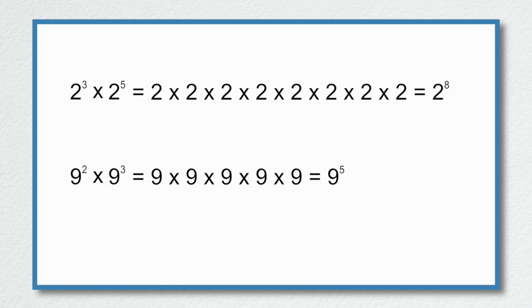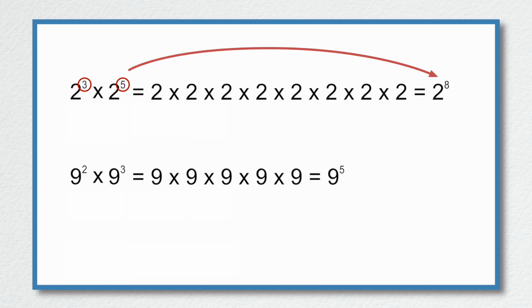But let's look at these questions again. 2 to the power of 3 multiplied by 2 to the power of 5. If we look at this power here, which is 3, and this power here, which is 5, if we add those two powers together, we get 8, which is what we've got here.